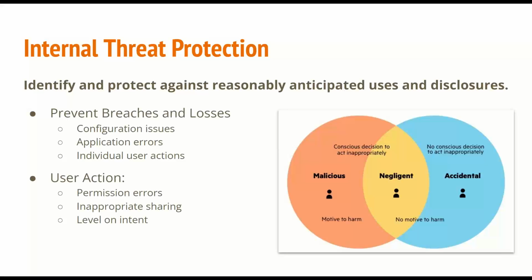And that's where the negligence comes in. And that can be the hardest of the 3 to deal with sometimes. So we want to prevent breaches and losses. And where do these come from? Yeah, they come from individual user actions. They can also come from application errors and configuration issues.